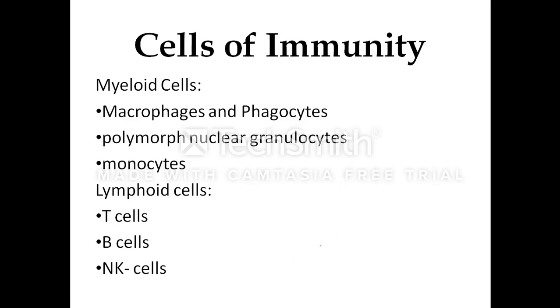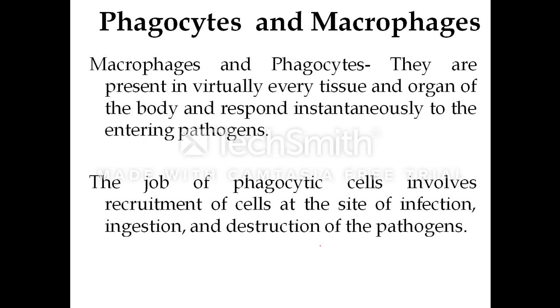So this is the list of the cells involved in immunity. The myeloid cells include the macrophages and phagocytes, polymorphonuclear granulocytes and monocytes. The lymphoid cells include T cells, B cells and natural killer cells. First we will see the phagocytes and macrophages. Phagocytes and macrophages exhibit the process of phagocytosis.